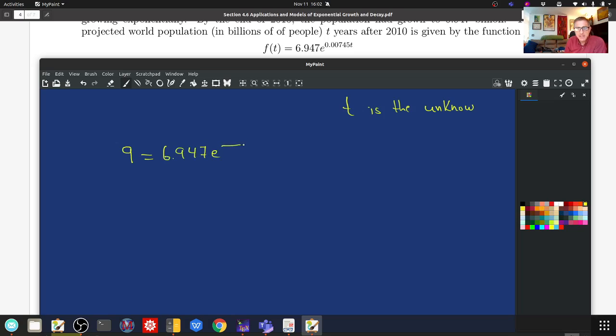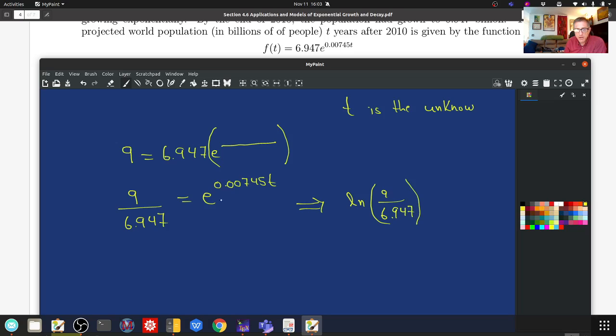9 equals 6.947 e times this exponent up here. And that's that value right here. So again, this is in parentheses. What I'm going to do is divide both sides by 6.947. And then that's going to be equal to e raised to the exponent. I hope you anticipate what's going to happen next. We've done it several times. I'm going to take the natural log of both sides. And when I take the natural log of the right-hand side, using the log properties, I come up with the exponent. I put one too many zeros in there.